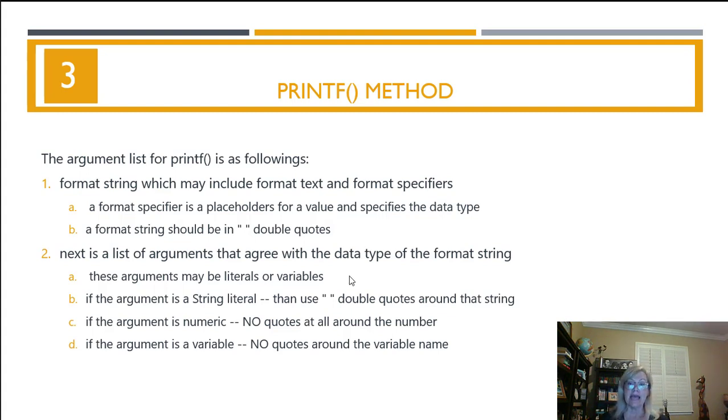Now the data type has to agree. So one format specifier is for a string. If you're going to use that string format specifier, then the data going into that placeholder has to be a string. Okay, it can't be another data type. So you've got to make the data types agree. The arguments going after the format specifier can be literals or it can be variables.